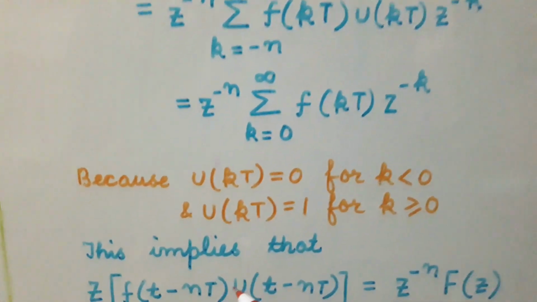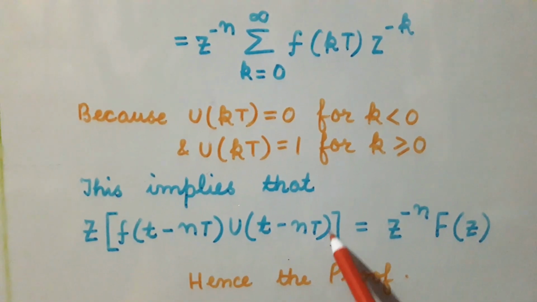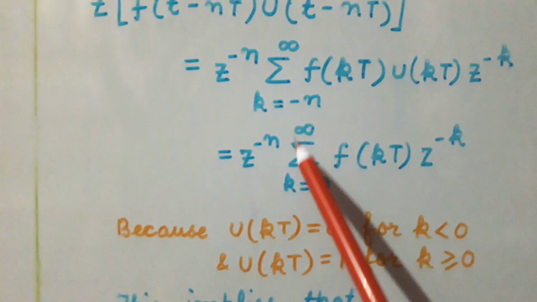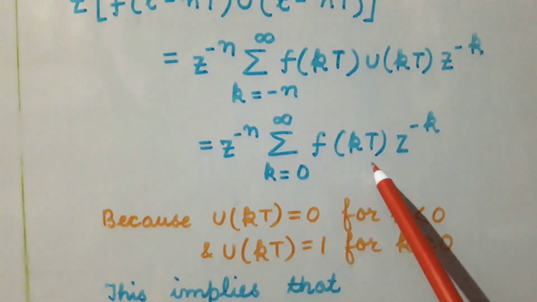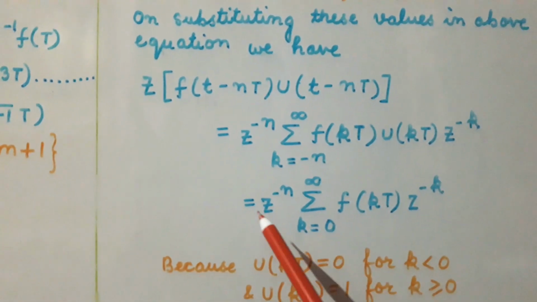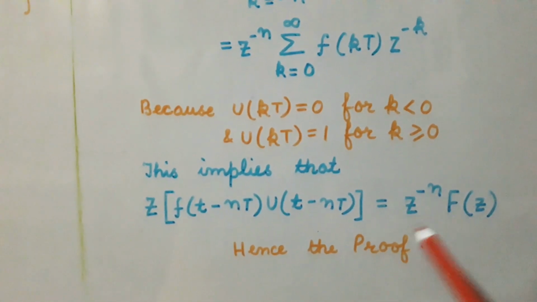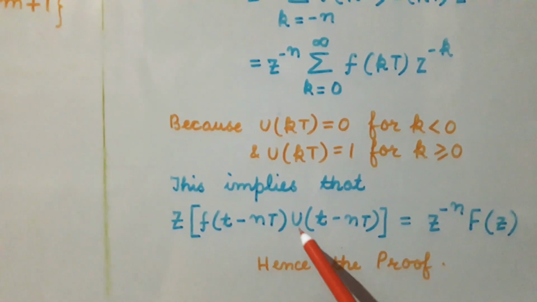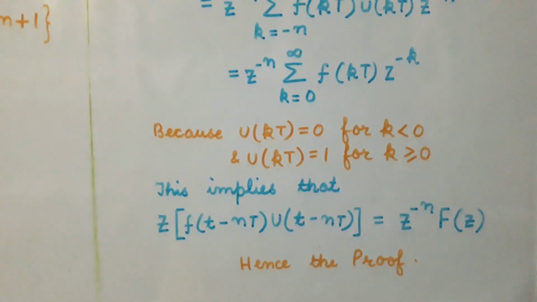So we find that the Z transform of f(t minus nT) into u(t minus nT) is equal to z to the power minus n into F(z), because this is nothing but the Z transform of this function. So the value of this Z transform will come out to be z to the power minus n times F(z), that is this expression. So we have proved that the Z transform of f(t minus nT) into u(t minus nT) will be equal to z to the power minus n into F(z). So that's all in this presentation.